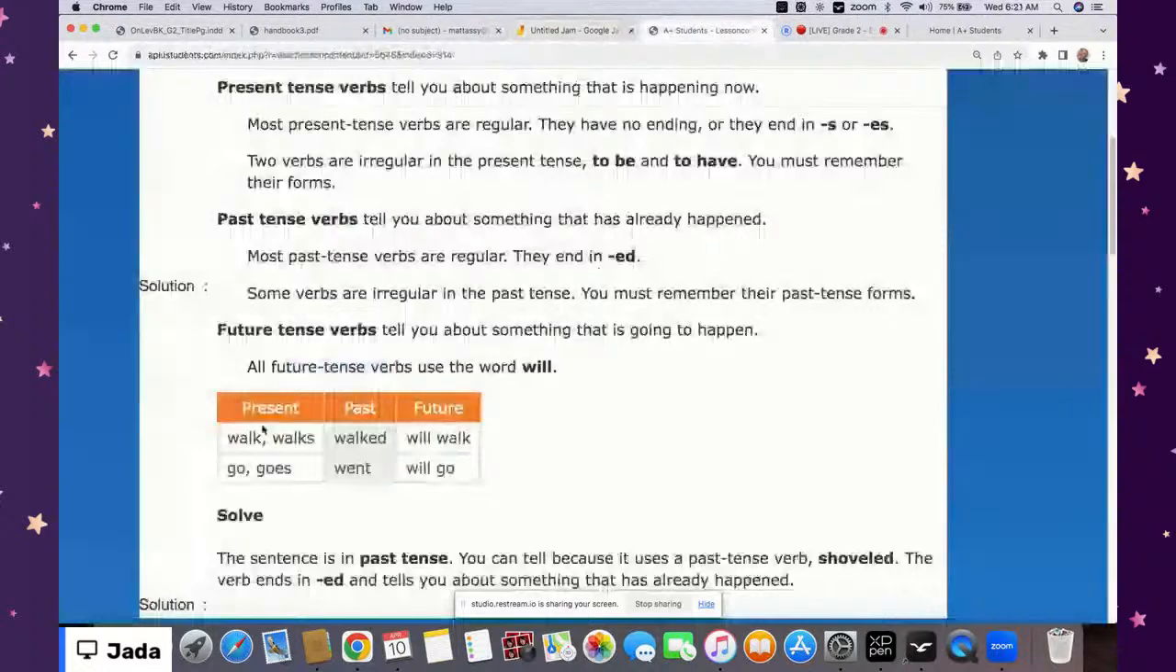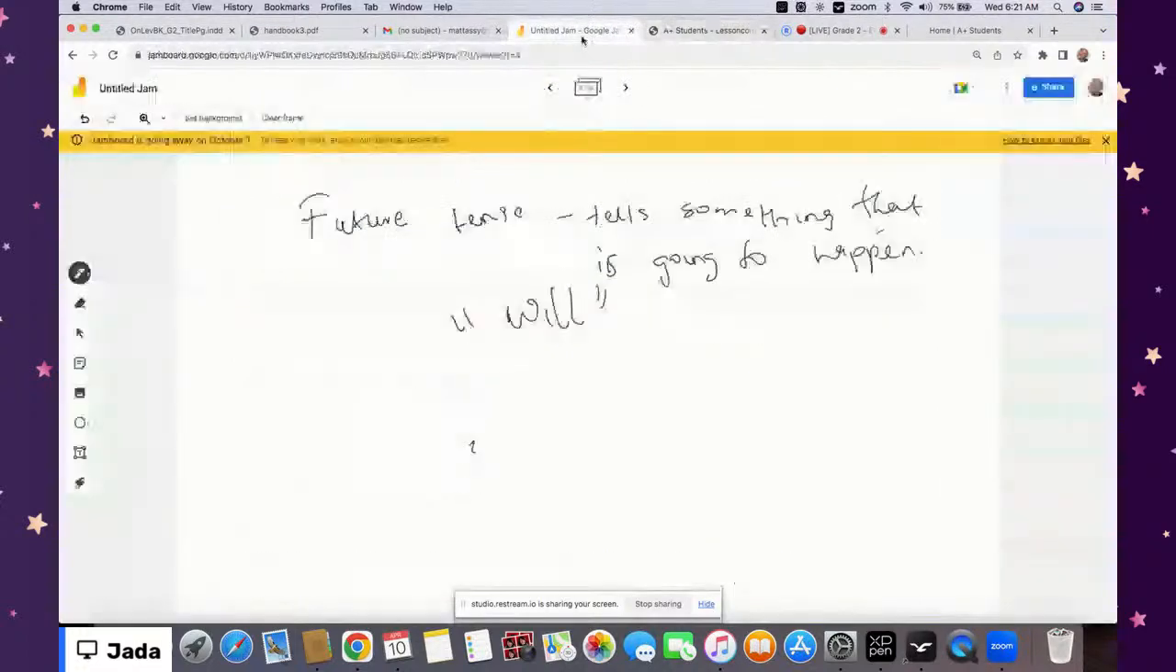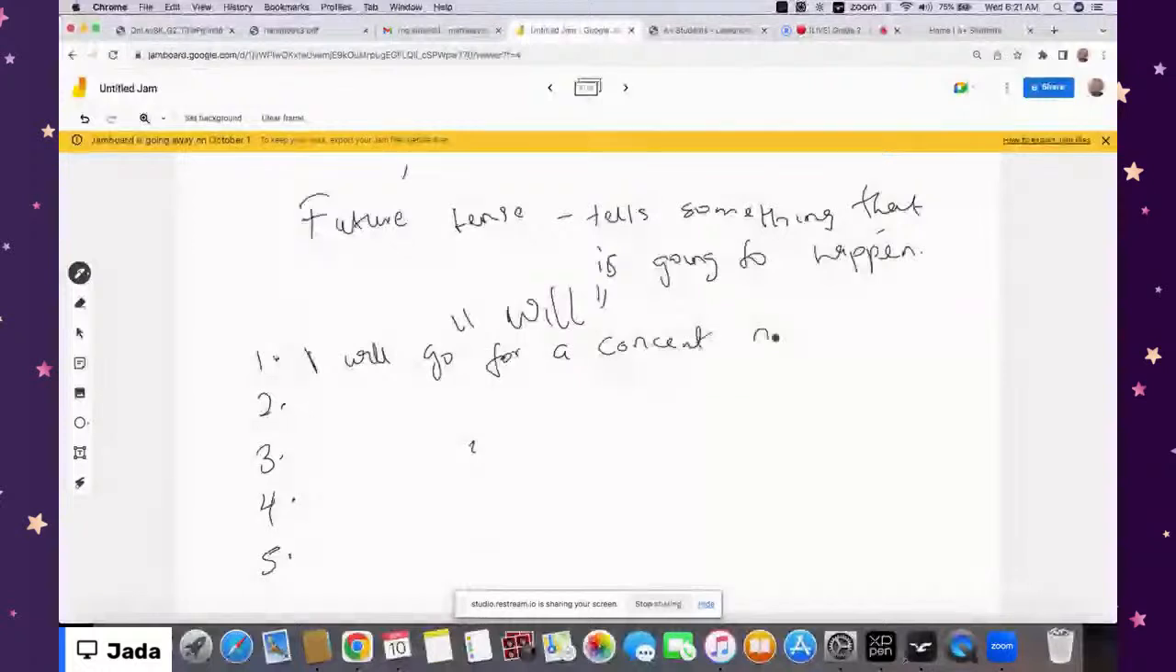For example, we have walk, walks for present, and then for past we have walked, and for future will walk. Okay, so take note that for the future tense there's always will. So send in your sentence now for the future tense using will. Now I will make my own sentence. I will go for a concert next month.